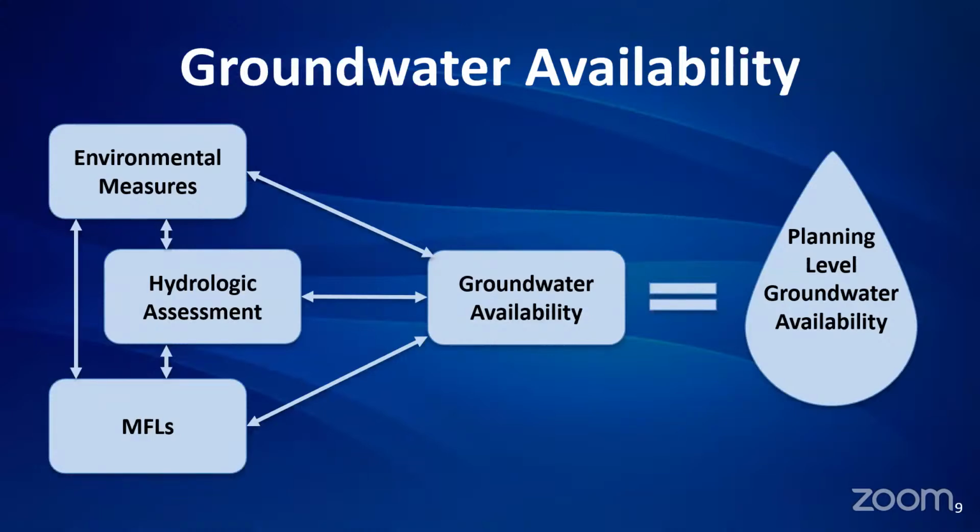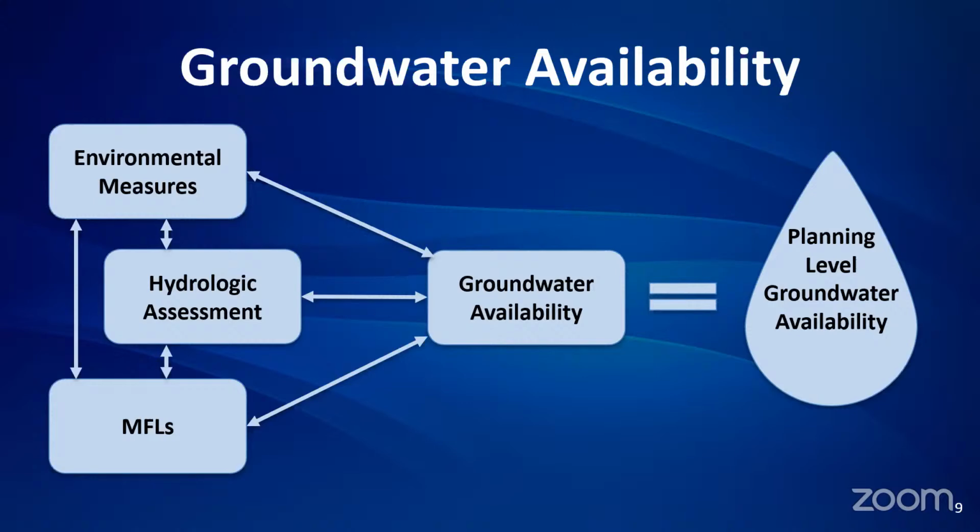Groundwater availability is a sustainable quantity of traditional groundwater sources that can be used without causing unacceptable impacts to water resources or associated natural systems. Groundwater availability in the CFWI planning area was established in the 2020 plan based on minimum flows and minimum water levels, MFLs, water quality, and lakes, wetlands, and springs criteria.